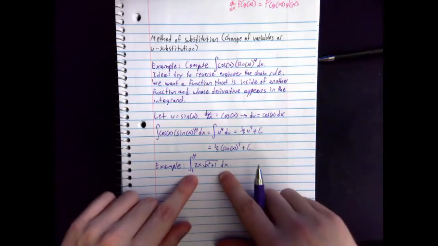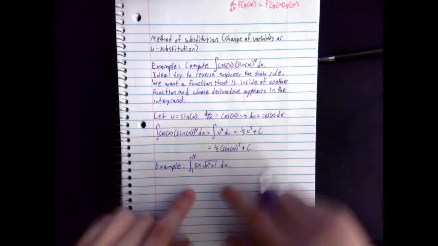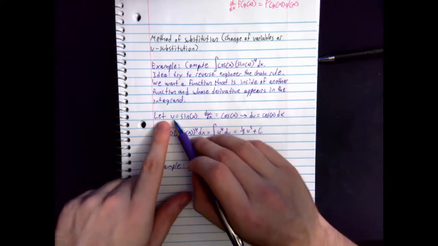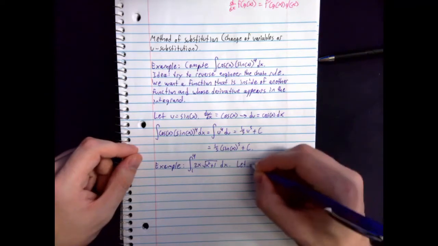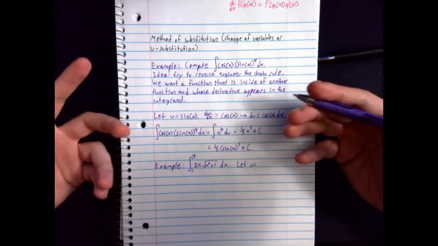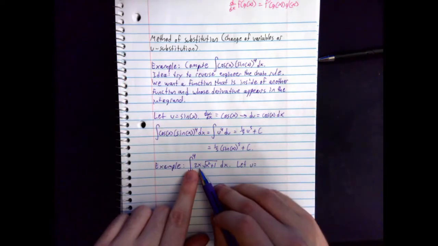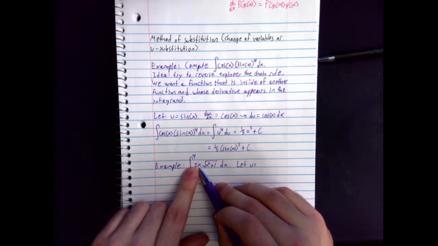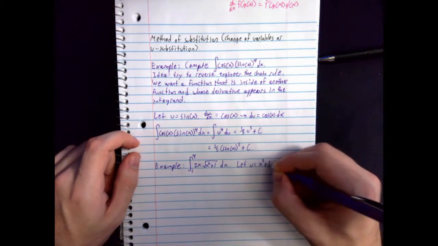Okay, well, I look at this and I say, well, I don't quite know how to integrate that with just the tools that I have, but maybe I can use the method of substitution, the method of u-substitution, which is why we use the u here. So let's let u, and we want to think about a function that's inside of another function whose derivative also appears in the integral. So I choose u equal to x squared plus 1 because, boom, there's its derivative. So u equals x squared plus 1.